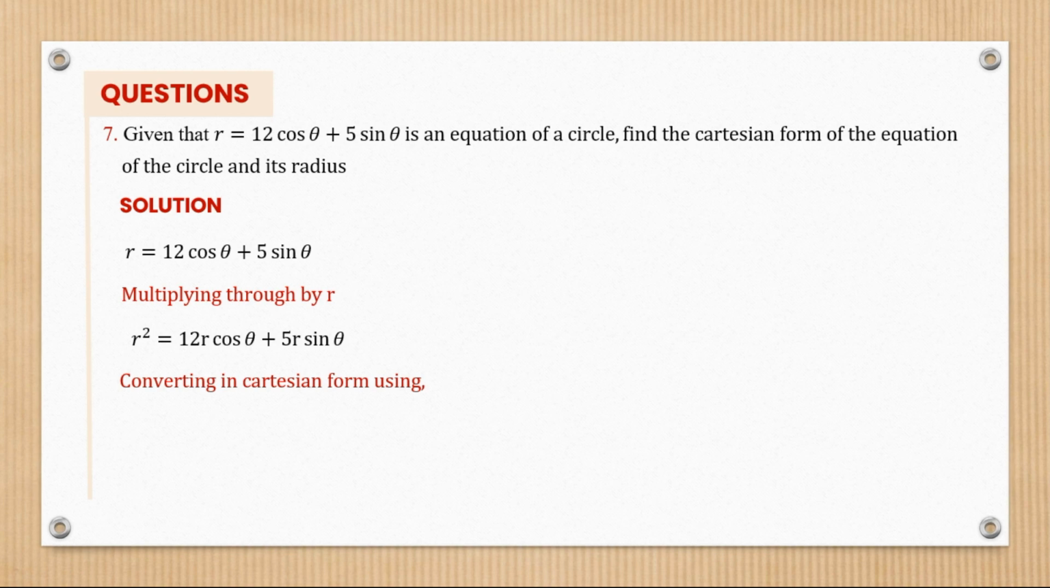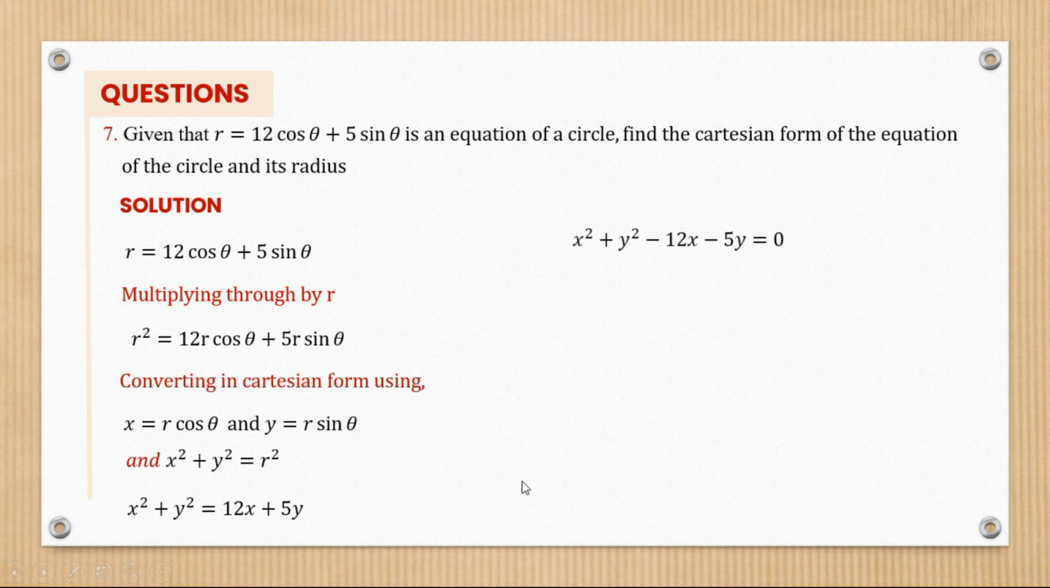So we're going to convert into the Cartesian form using the knowledge of x is equal to r cos theta and y is equal to r sin theta, and also x squared plus y squared is equal to r squared. When I plug those in, where there is r squared, I have x squared plus y squared. Then remember that r cos theta is equal to x and r sin theta is equal to y. So I have x squared plus y squared being equal to 12x plus 5y. When I move this to the left hand side, I'll have x squared plus y squared minus 12x minus 5y equals 0 as the Cartesian form of the equation of the circle.